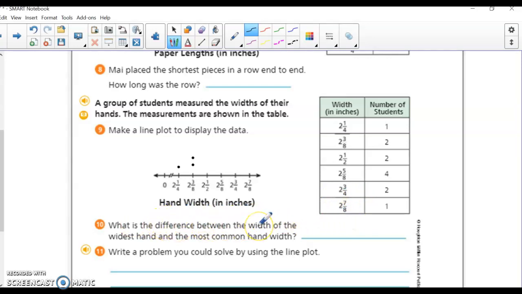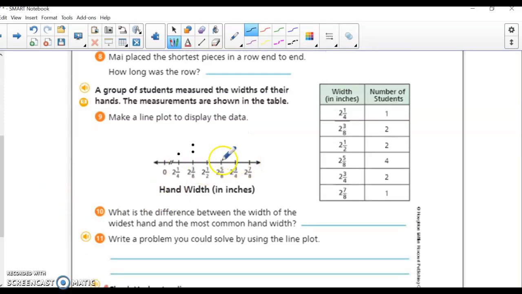Okay, that's going to be, this is the widest, and the most common width. So most common, which one are you going to see most often here? Well, you have 1, 2, 2, 4, 2, 1. So figure out which one comes the most common, and then you've got to subtract that from the largest. See what you can come up with there. If you want to just count over how far that's going to be, that works too.